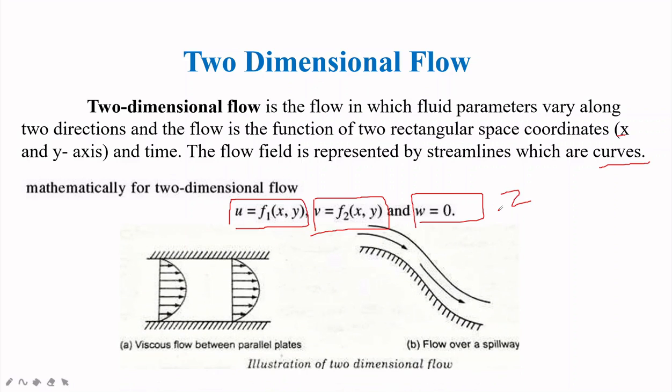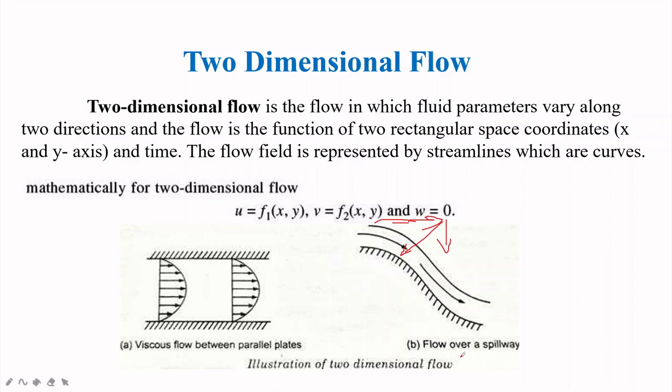Next we see the examples. Viscous flow between parallel plates: see, the streamlines are curved. They are parallel but have a curved surface like this. You can also see flow over a spillway. It is flowing forward and also downward, so it is two-dimensional flow. So u is equal to f1 of x, v is equal to f2 of x comma y, and w is equal to 0 because in the z direction there is no flow. Flow over a spillway is a clear example of two-dimensional flow.